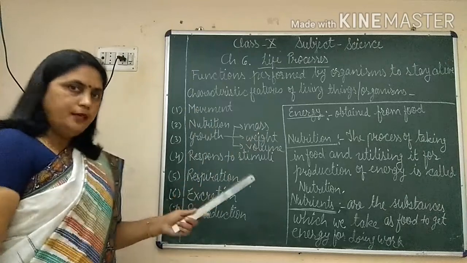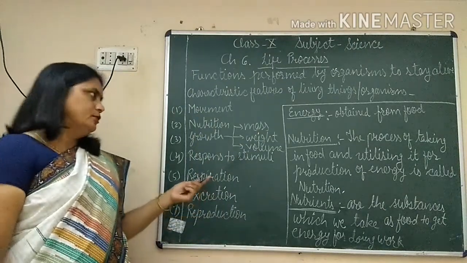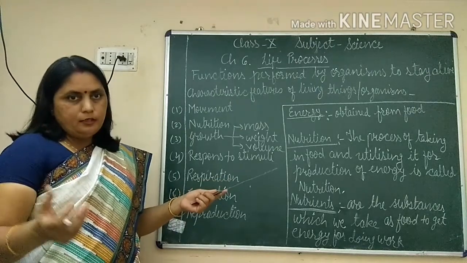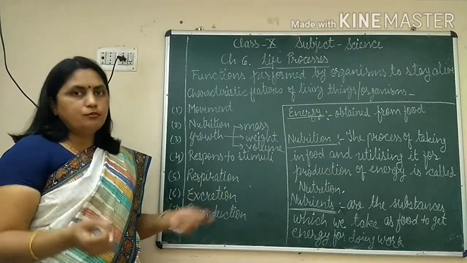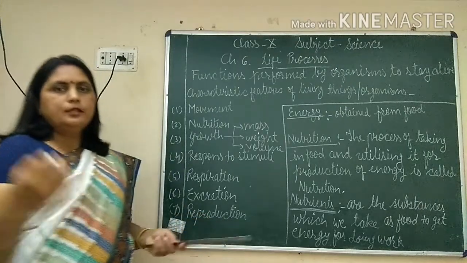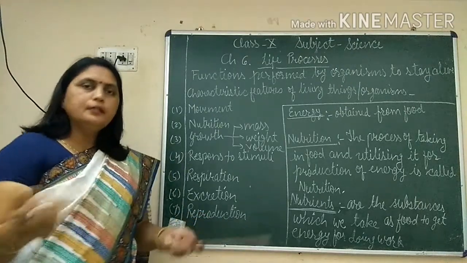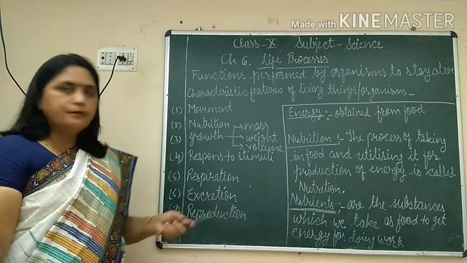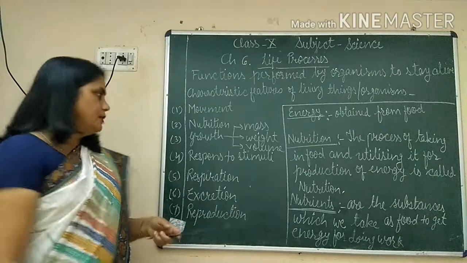Mass is increasing, weight is increasing, volume is increasing. What is mass? The amount of matter of which something is made. So earlier we were very small, of 2-3 kg weight. At the time when we were born, we were 2-3 kg, and now you children are having 40, 45, 50 kg weight, 35, whatever be.